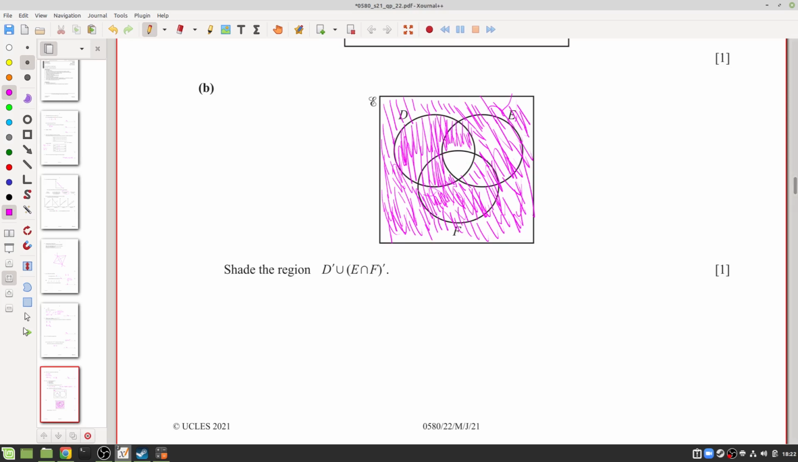Okay, well, there we go. So only this part here. That's the magic part. That's the only part we're not shading.